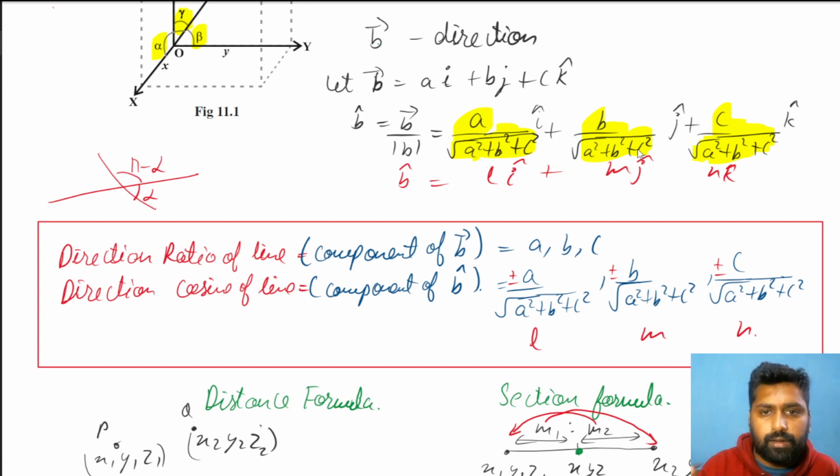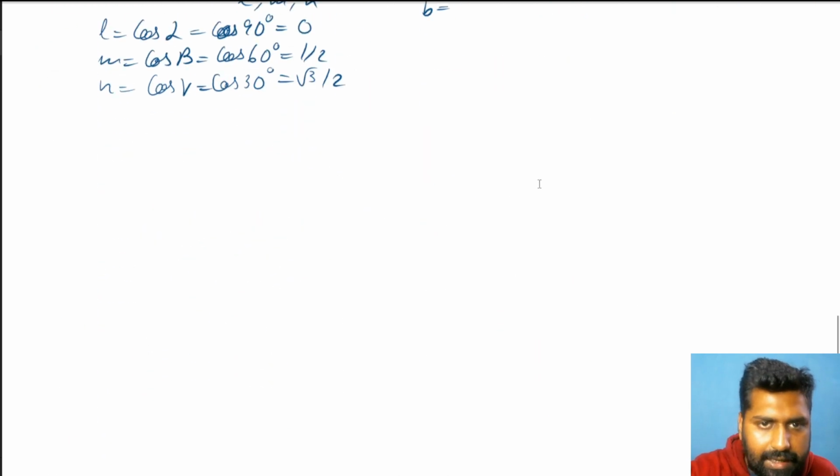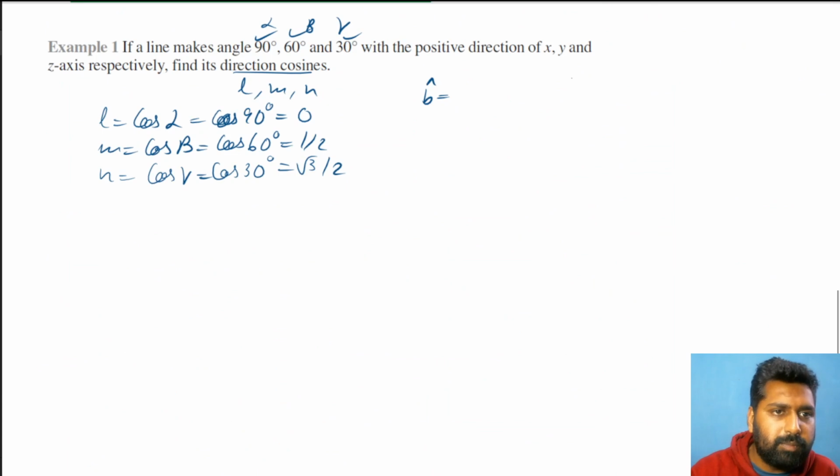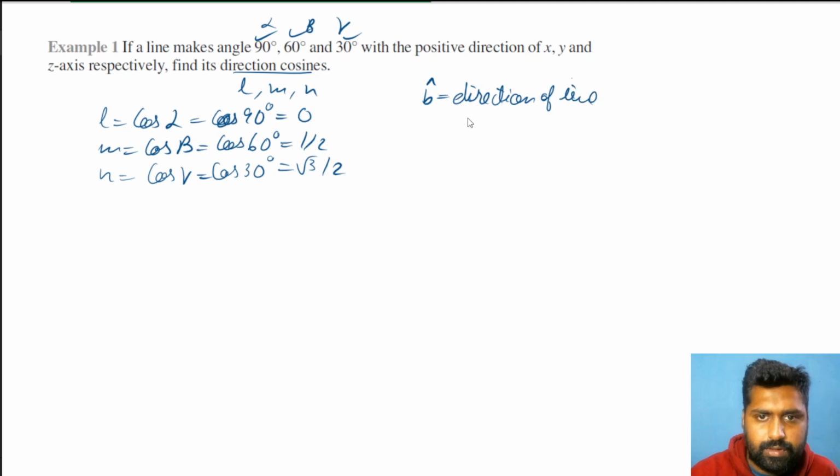That's very important. So remember that if you know your L, M, N, you indirectly know your b vector, or the direction of the line. Basically, what is the b vector or b cap vector? Direction. So we know the direction of the line. That's L times i cap, M times j cap, N times k cap.